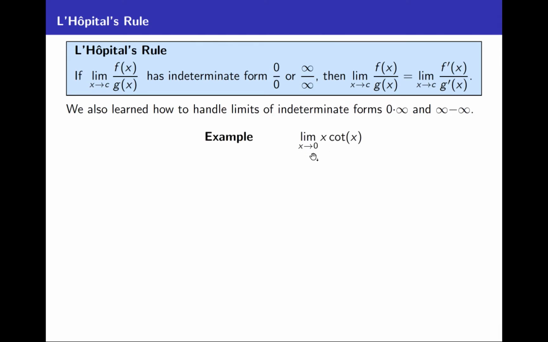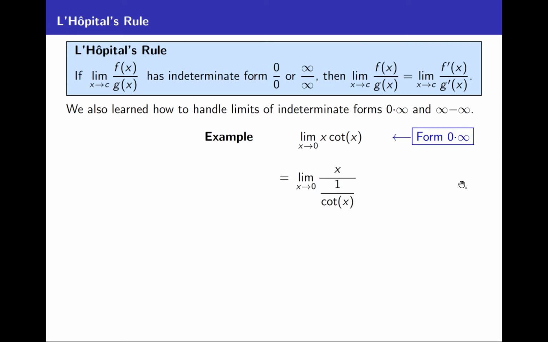Think of the limit as x goes to 0 of x times cotangent x. The x is approaching 0. And what about cotangent x? If you think about the graph of cotangent x, there's a vertical asymptote at x equals 0. So as x approaches 0, cotangent of x is going to infinity, or minus infinity, depending on how x is approaching 0. But basically, you're getting some form of infinity in the second factor. So this limit has form 0 times infinity.